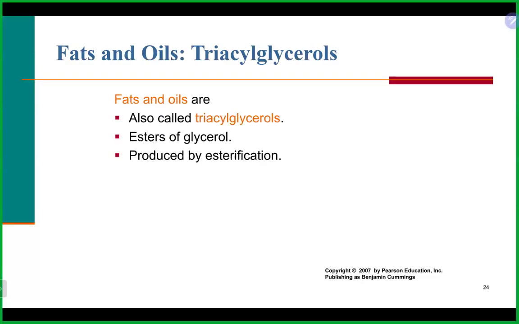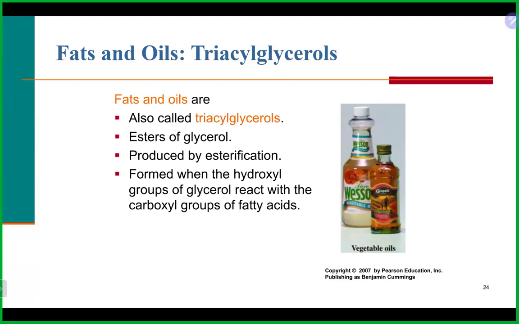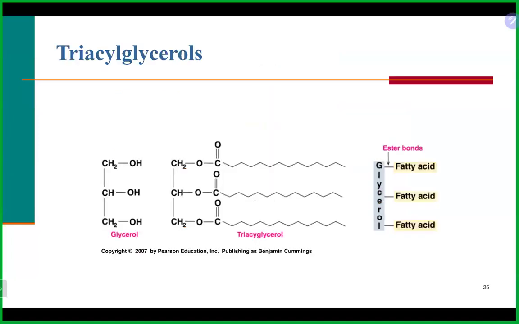Let's talk a little bit about triacylglycerols. Triacylglycerols are also called our fats and oils. They're sometimes referred to as TGs or TAGs. They are esters of glycerol, produced by the same esterification reaction that we saw in organic chemistry. They're formed when the hydroxyl group of glycerol reacts with the carboxylic acid group of the fatty acid.